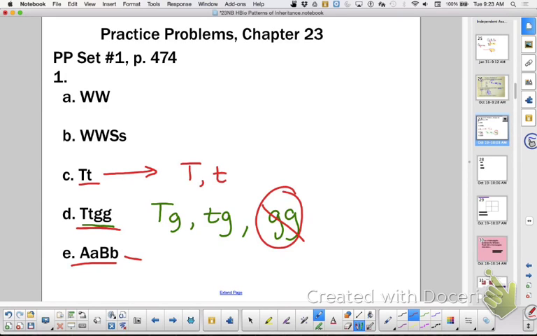How many different gametes here? Four. What are they? Big A, big B. Big A, little b. Little a, big B. And little a, little b. Okay, ask your bio buddy.